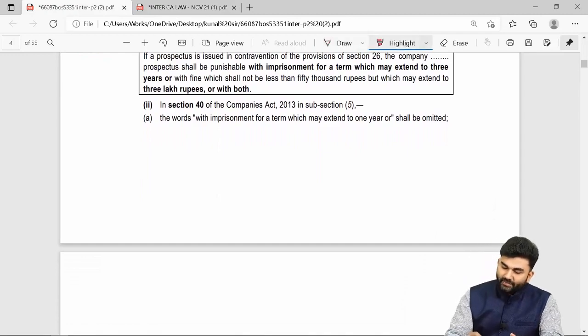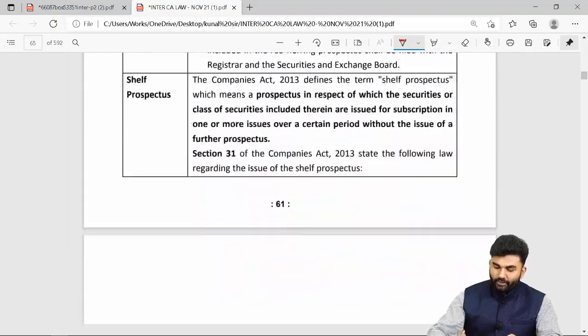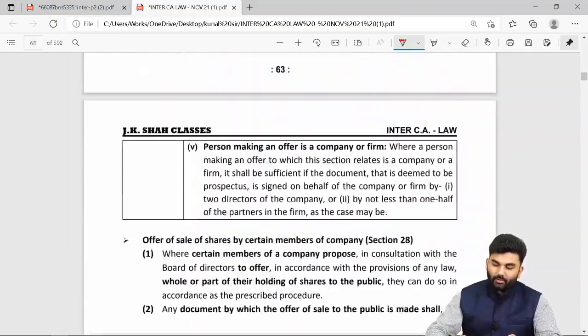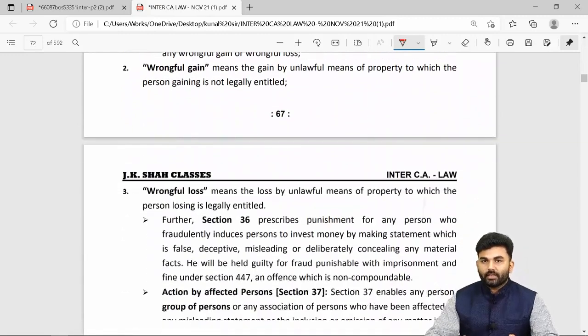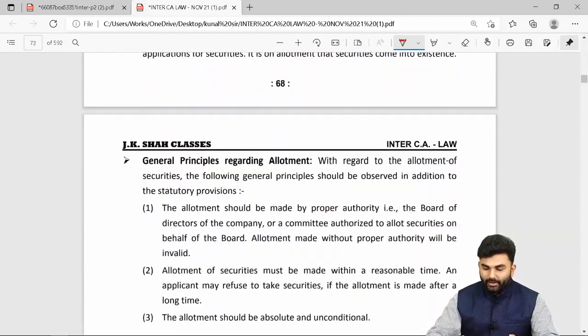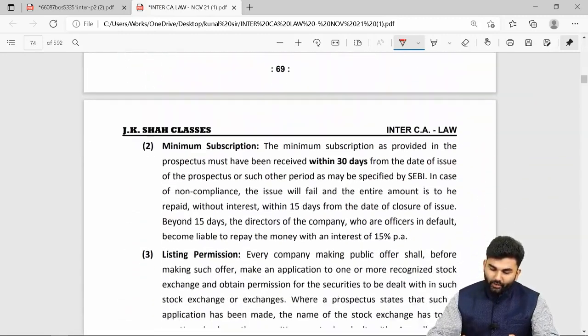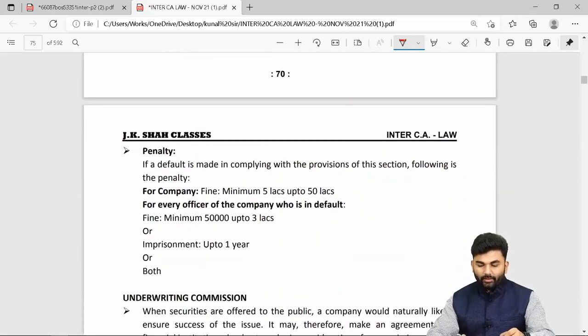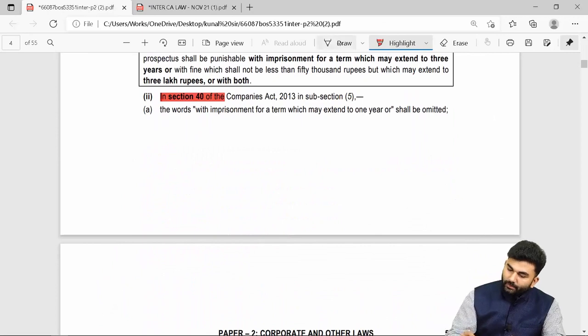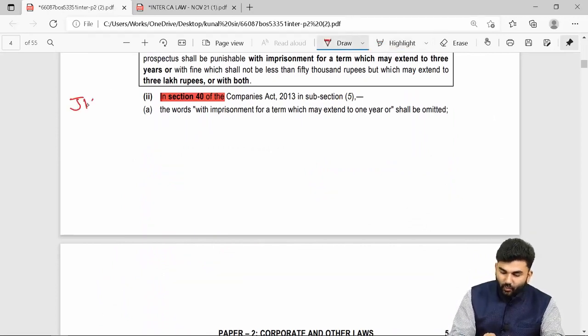The next changes we need to make is upon section number 40. Section number 40 is towards the allotment of securities, which you will find in your JKS's textbook page number 71.